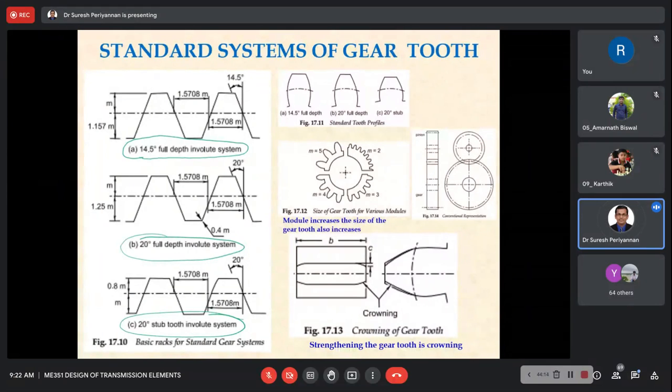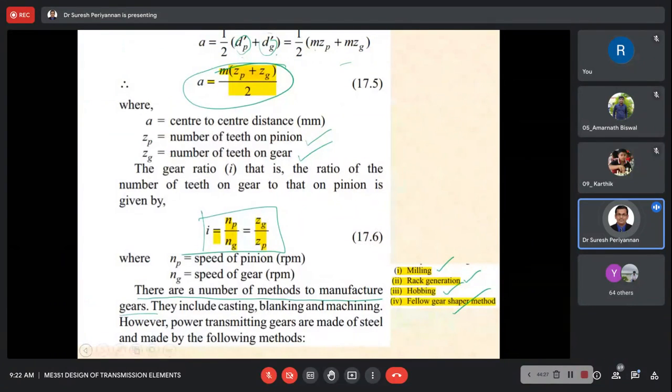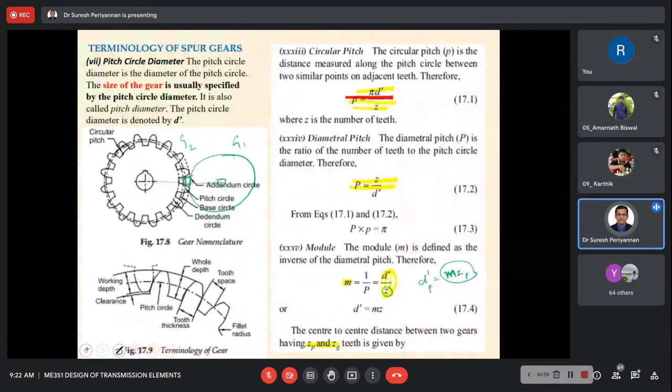Now see here. What is this? This is the dedendum. The dedendum is defined in terms of module. What is a module? Module is nothing but 1 by diametral pitch. Diametral pitch is nothing but z by d dash, the number of teeth divided by pitch circle diameter.